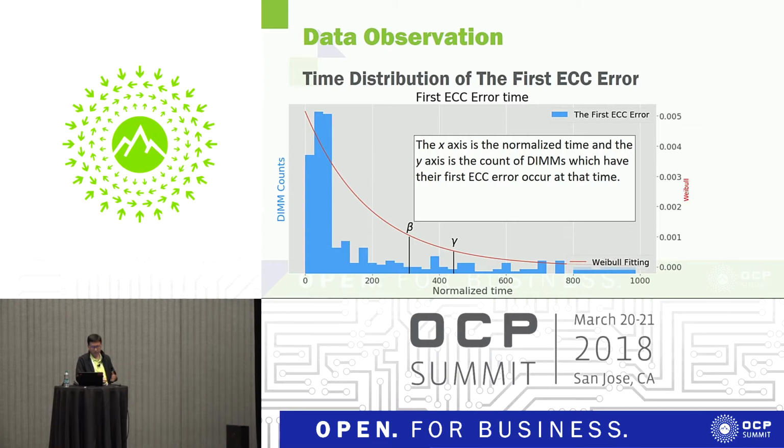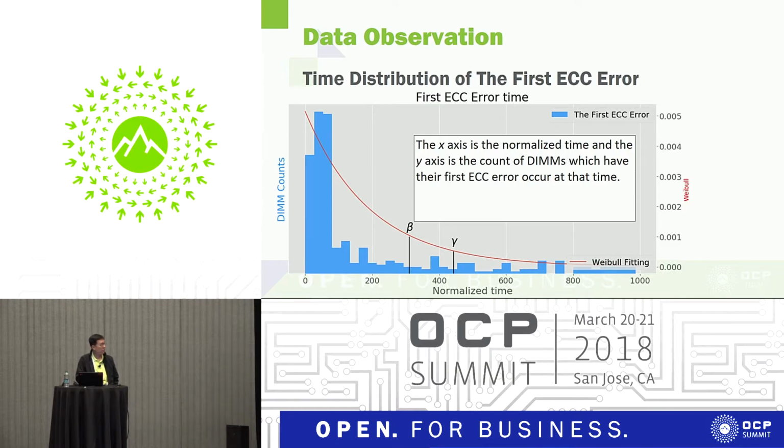We collect the data and try to find out the time the first ECC error occurred. You will see beta means 80% and alpha will be 90% to be covered. So in this map, the testing time will be normalized as 10,000 normalized units. You will see just around 440 normalized time, up to 90% of DRAM will have their first ECC error.